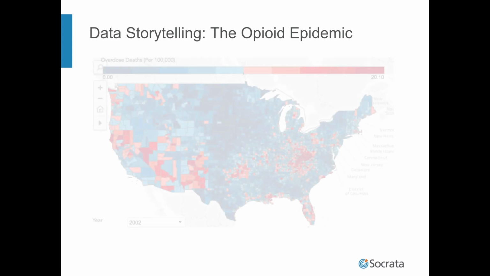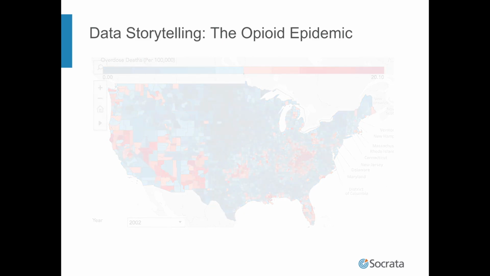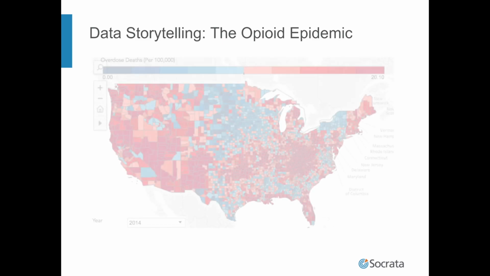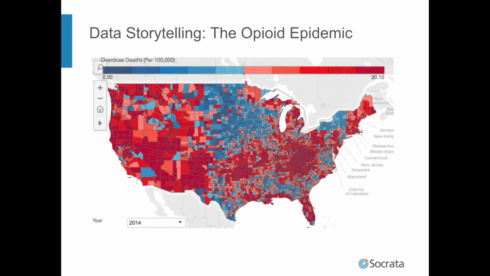This compelling data from the National League of Cities shows the explosion in opiate-related overdose deaths between 2002 and 2014. Maps can convey a great deal of information in a compact space, and this particular combination of maps over time tells a very powerful story.